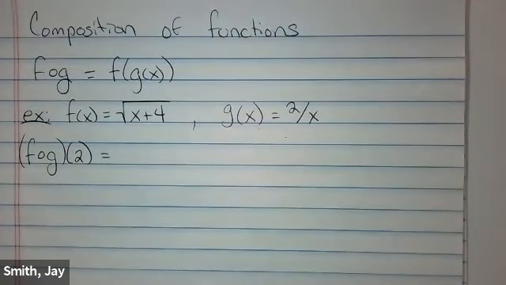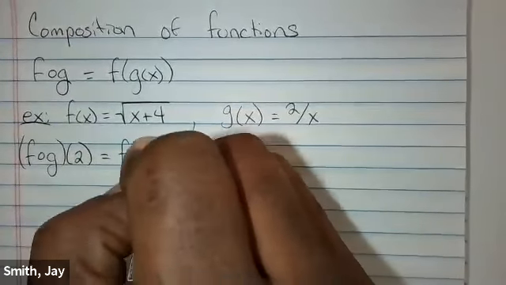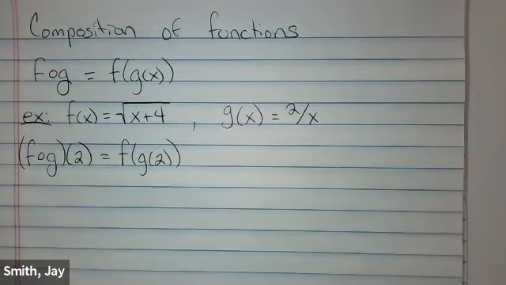Now, by definition, f composed with g of 2 means f of g of 2. So what we're really doing is taking 2 and running it through the machine of g first, getting that answer, taking that answer, and then running it through f. All right, so we're going through 2 functions itself.